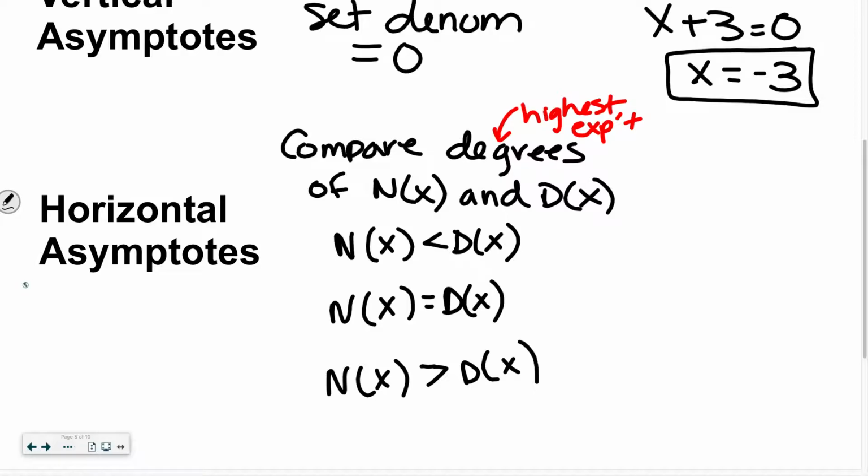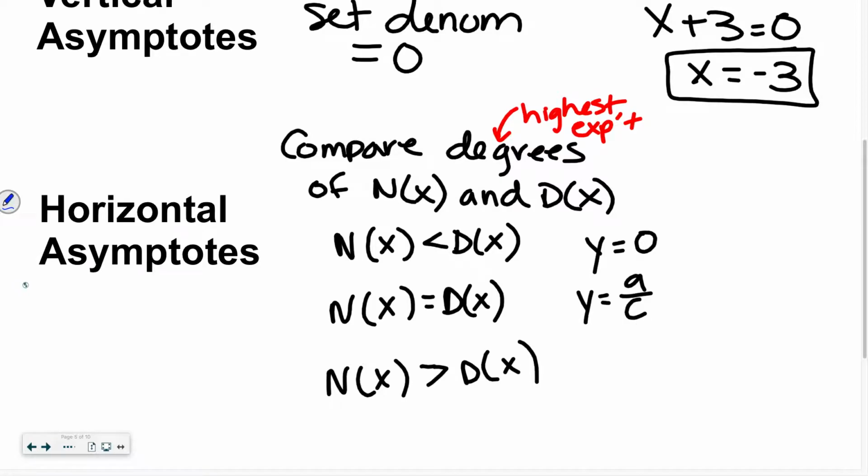You're responsible for all three of these on tomorrow's quiz. So make sure you know, in a given scenario, what your horizontal asymptote is going to be. If n of x is less than d of x, your horizontal asymptote is y equals 0. If n of x is equal to d of x, we say y equals a over c.